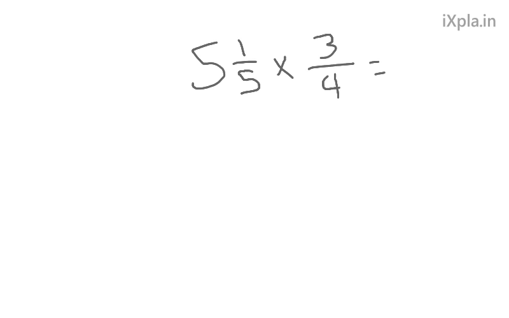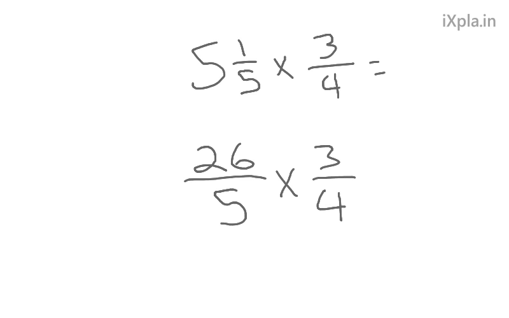G. 5 1/5 times 3/4. 5 times 5 plus 1. That's 26 over, keep your 5, times 3/4. What goes into 26 and 4? 2 does. 2 goes into 26 13 times. 2 goes into 4 2 times.